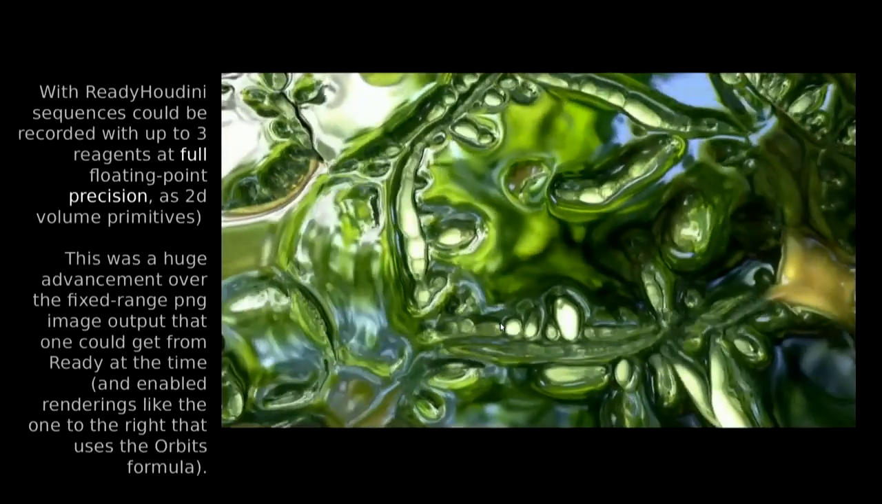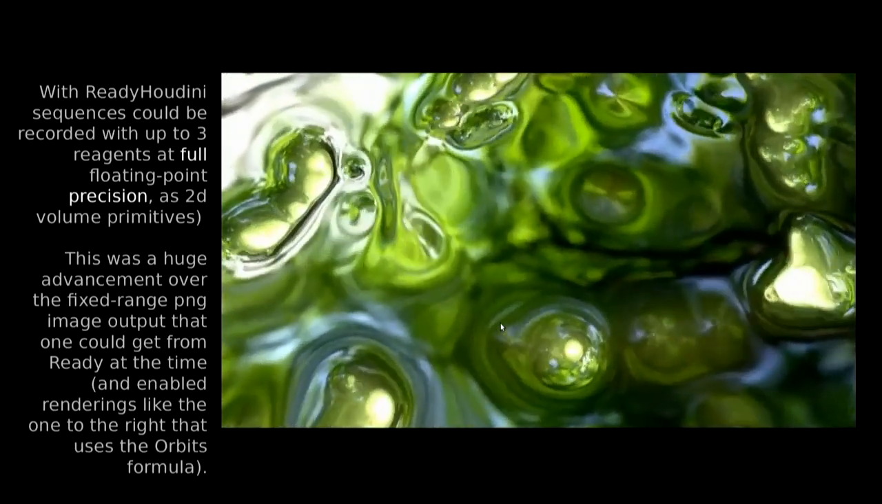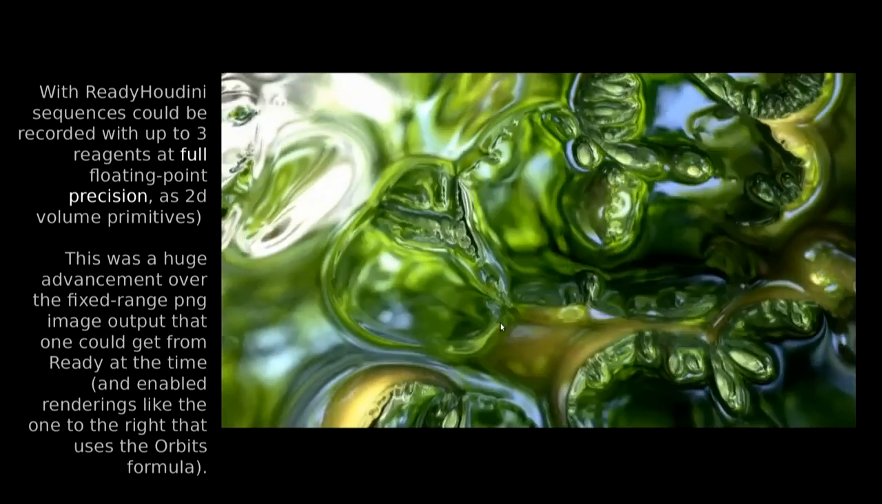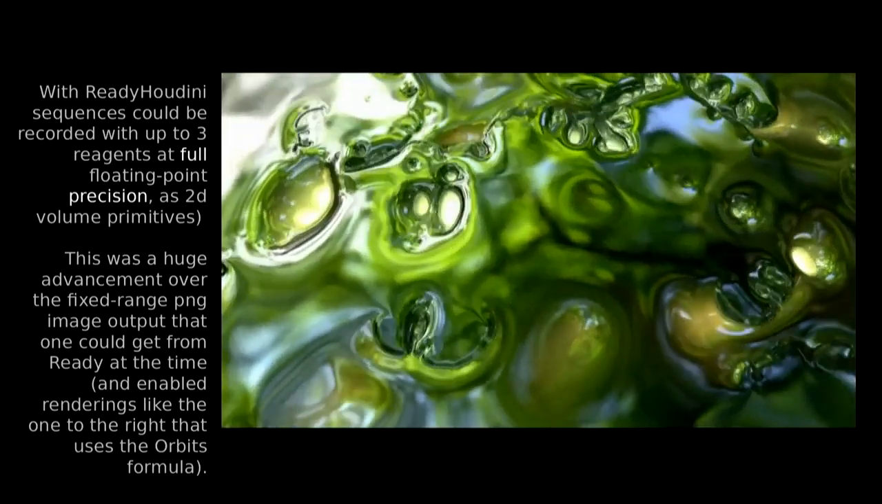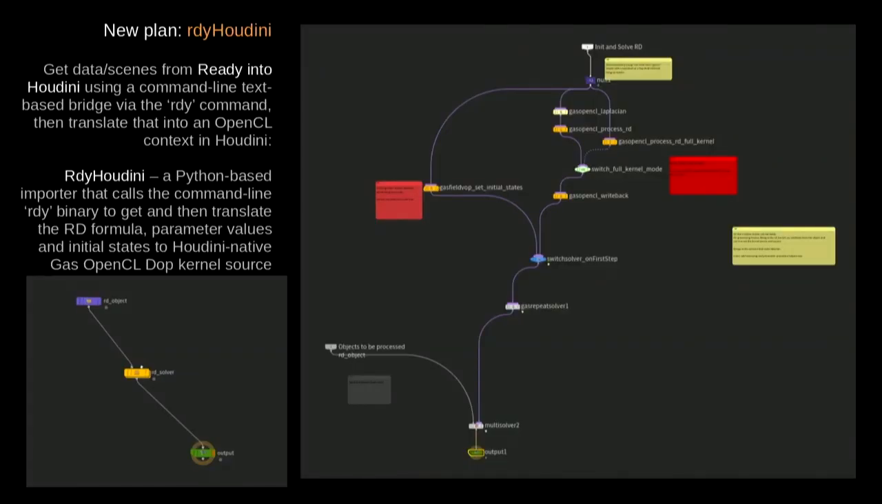That's another example of the orbits fractal Reaction-Diffusion rule running on a mirror surface, rendered with Mantra. So that was a huge advancement, but the new thing I'm working on, and there is a version in the Ready repo, is called RDY Houdini. I decided to try and break the binary linkage problem and just call the command line version of Ready to extract the formula and everything, then munge all of that text in Python and put it into Gas OpenCL DOPs in Houdini to do the simulation.